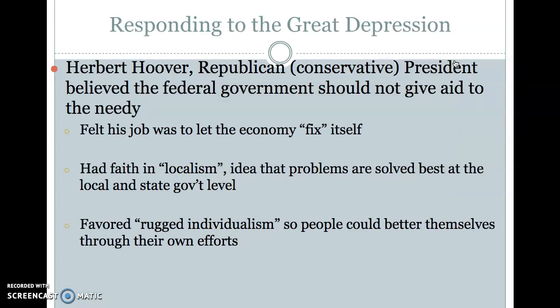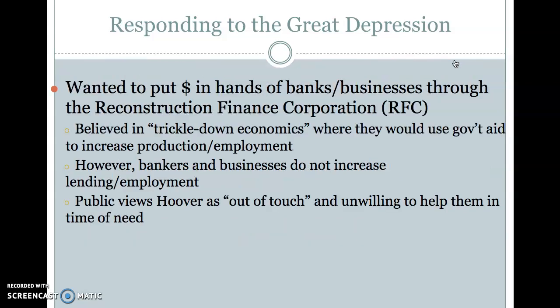Herbert Hoover, who was a Republican president, believed the federal government should not give aid to the needy and felt his job was to let the economy fix itself. He had faith in localism, the idea that problems are solved best at the local and state governmental level, and favored rugged individualism, so people could better themselves through their own efforts, which is easy to say and had a lot of good ideas behind it. When people are starving and dying, it usually will turn public opinion against you, especially if you're an elected official who's seen as not doing anything.